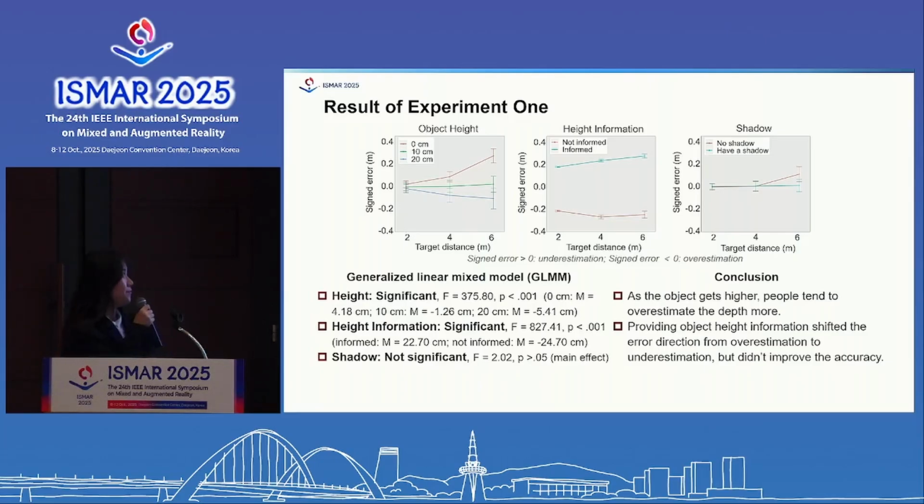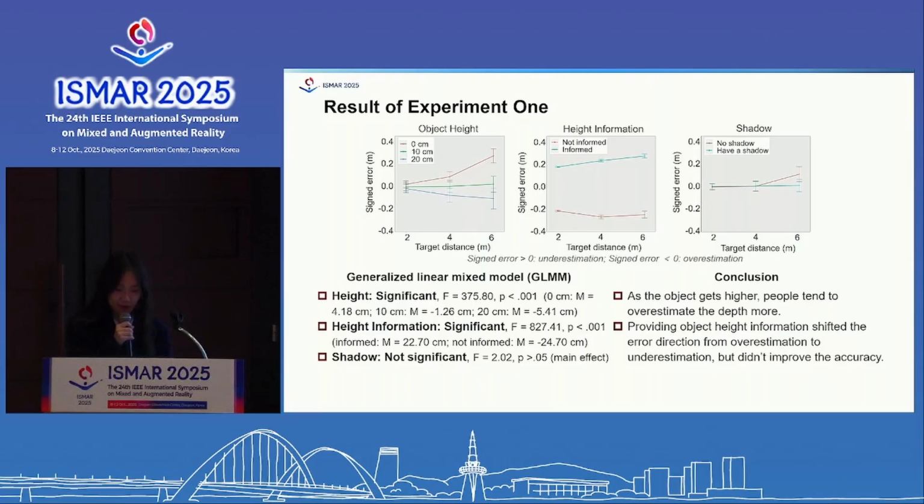First, we can see from the first figure for object height. When the object was on the ground at 0 centimeters, the signed error is positive. At 10 centimeters, we can see that the error is almost 0. And at 20 centimeters, the signed error is negative. This means that as the object gets higher, people tend to overestimate the depth more.